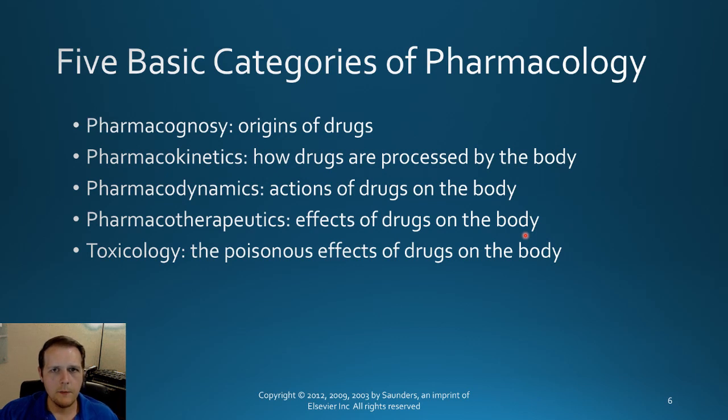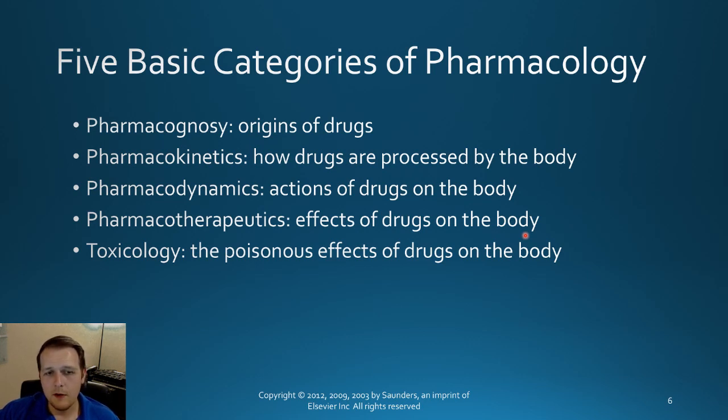Now, a few basic categories here of pharmacology. There's pharmacognosy, which is the origins of drugs, kind of where they come from. We'll talk a little bit about those, the different sources for medications. Another big thing we'll talk about as well is pharmacokinetics, or basically how the drug gets processed by the body. Pharmacodynamics is going to be the actions of the drug on the body. So for instance, if we have something that blocks beta receptors, a beta blocker, that's the pharmacodynamics of the drug.